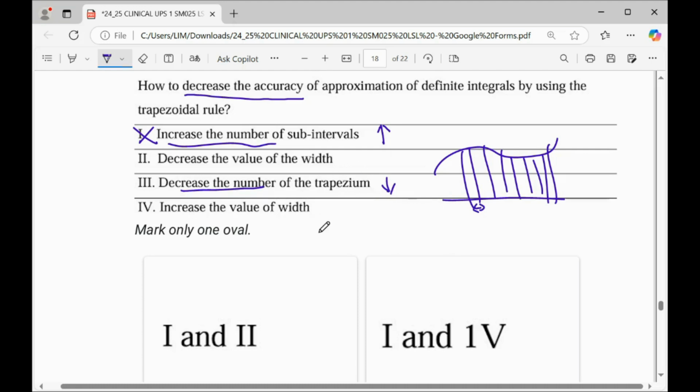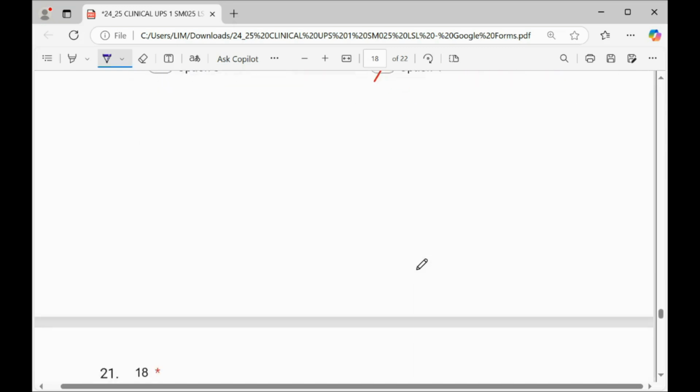Increase the value of the width. So we want to increase or decrease the value of the width. Width is this. When you're getting more trapezium, your width will go down. So if you decrease the value of width, your accuracy will increase. Increasing the value of width means you use bigger trapezium. Make sure this is one trapezium, this is one trapezium; your accuracy will go down. So therefore we have options 3 and 4.